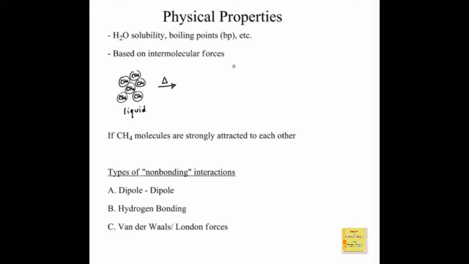So for example, if we take a look at a sample of methane that is a liquid, if we heat that until it reaches its boiling point, these molecules are going to gain enough energy to be separated from one another. So each of these methane molecules, CH4, will now no longer have the close contact that they did in the liquid stage. They will be freely flowing and independent in the gas phase.